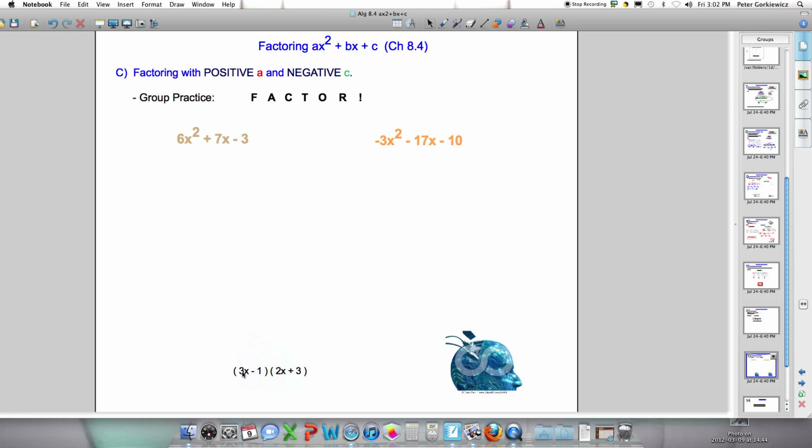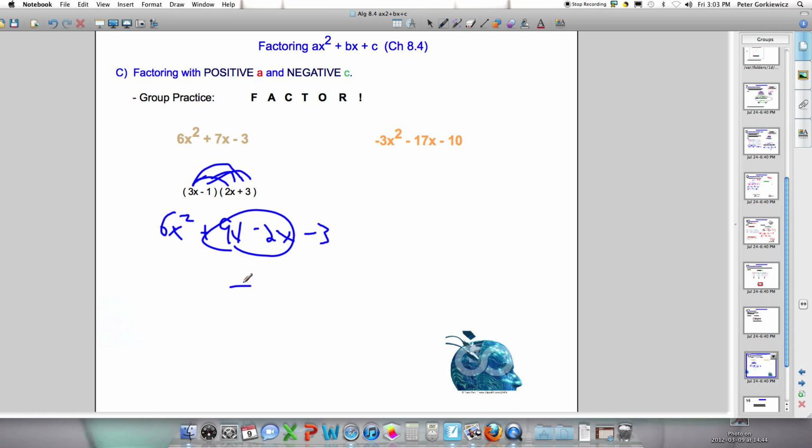So we should have gotten 3x minus 1 and 2x plus 3. Because if you factor this, you'll end up with 6x squared. 3x times 2x is 6x squared. You end up with 3x times 3, which is 9x. You end up with negative 1 times 2x, which is negative 2x. And you end up with negative 1 times 3, which is negative 3. These sum to positive 7x. Got negative 3 at the end, and 6x squared, and we got our check, right?